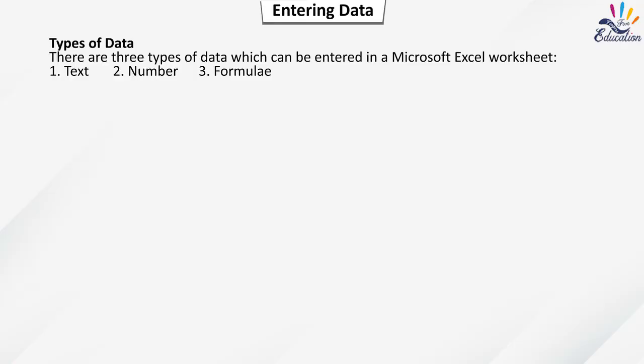Types of data. There are 3 types of data which can be entered in a Microsoft Excel worksheet: text, number, and formulas. Text: text data includes alphabets, spaces and special characters. By default, text data is left aligned in a cell. Numbers: this type of data contains numerals from 0 to 9 and special characters like plus, dash, exclamation mark, dollar sign, percentage, ampersand, etc. By default, numbers are right aligned in a cell.